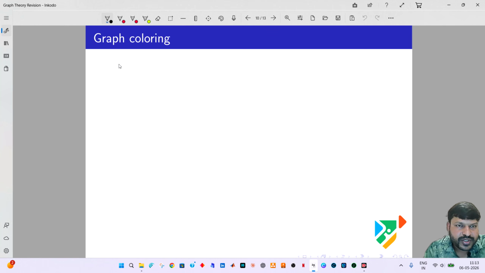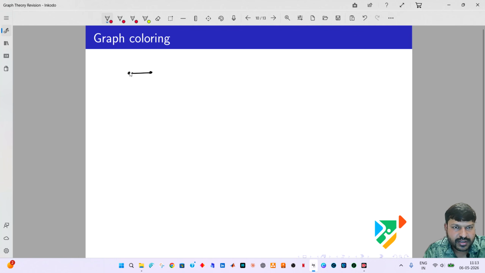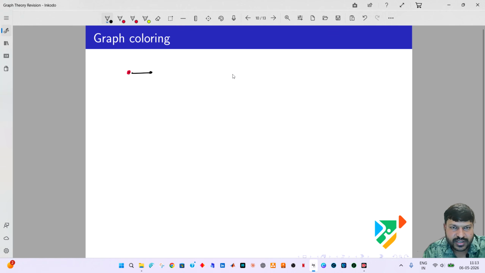Graph coloring. What is graph coloring? You have to ensure that you use colors such that no adjacent vertices are given the same color. For example, if you use this graph, then this one can be colored red, this one can be colored black, and so on. Suppose you consider this graph.